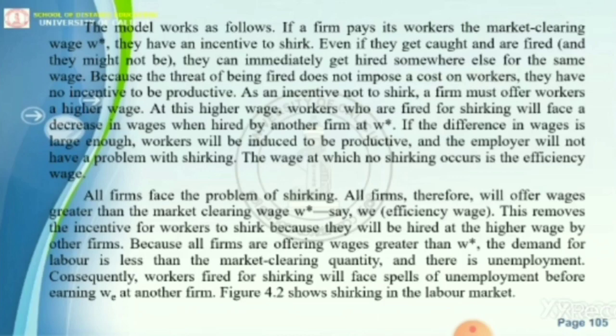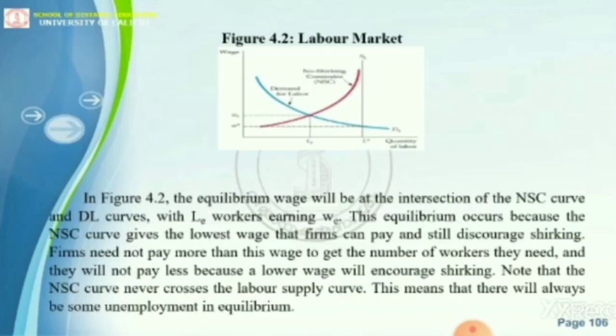The following figure shows how wage shirking happens in a labor market. In this figure, the equilibrium wage will be at the intersection of the NSC curve and the DL curve, with LE workers earning WE. Here the NSC curve means the no-shirking condition, that is, that laborers are not shirking. There is a constraint. Then what is DL? DL represents the demand for labor. Clear? Okay.